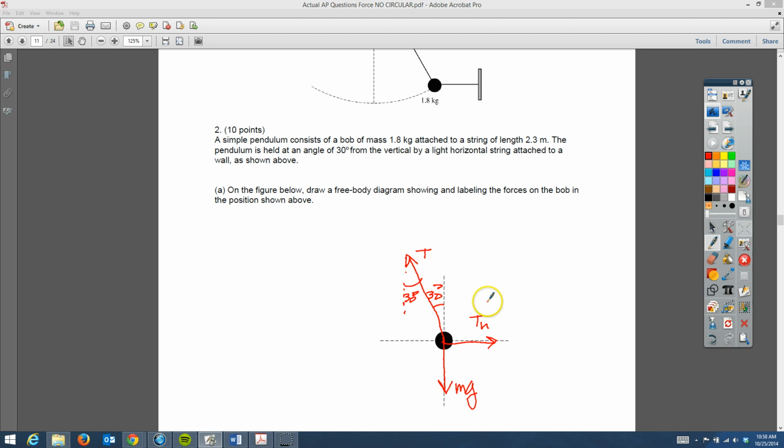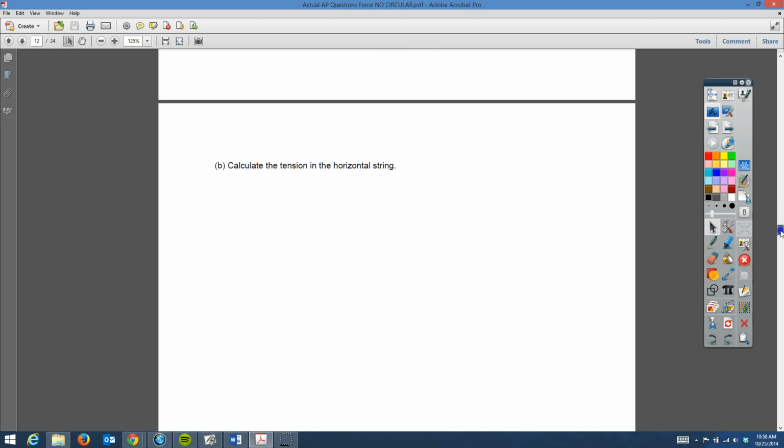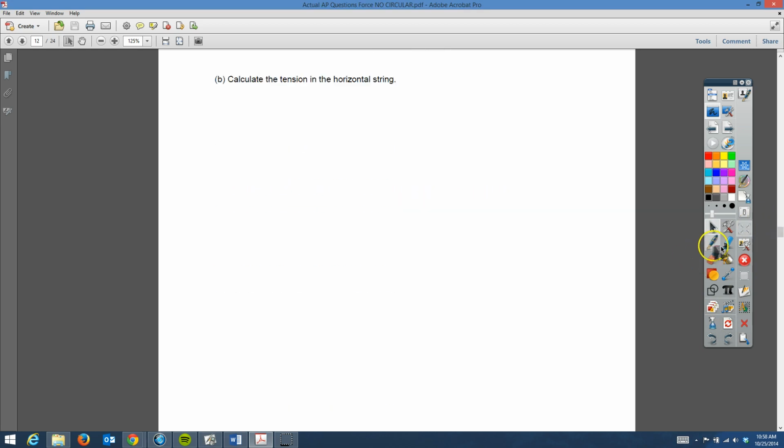You get 1 point each for making sure that you have tension going to the right and tension going up to the left. So you get 1 point for that and 1 point for mg. So I know it seems like it should be 3 points, but for some reason in the year they did this one, they only gave it 2. So I'd probably end up giving it 3. Let's move on down. It says calculate the tension in the horizontal string.